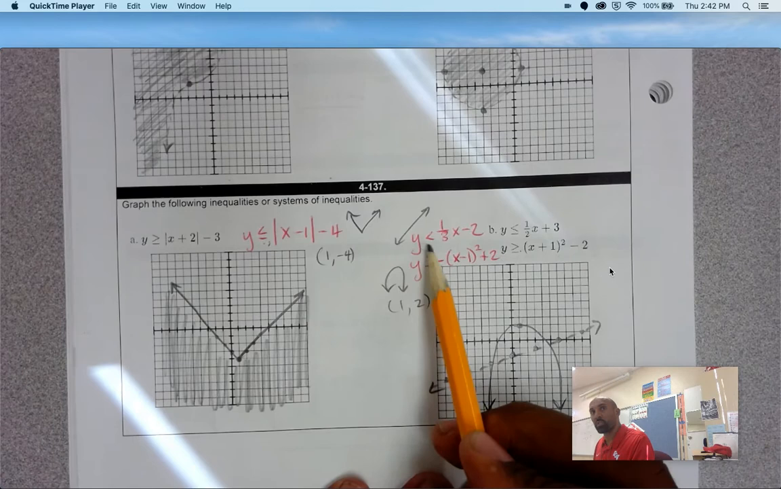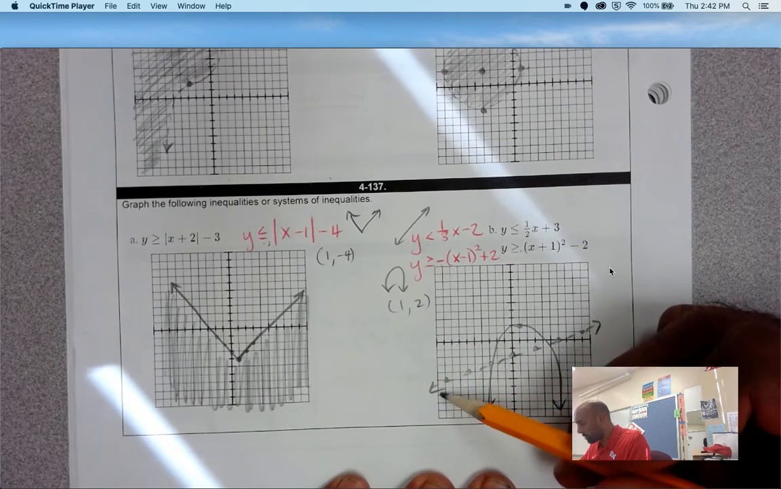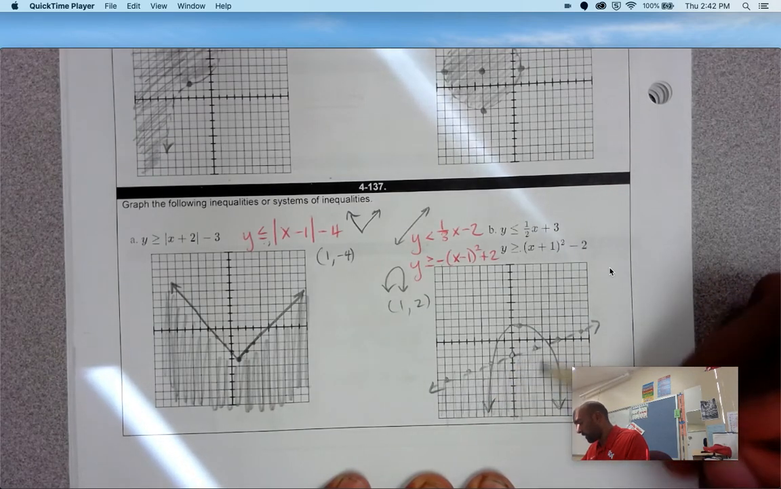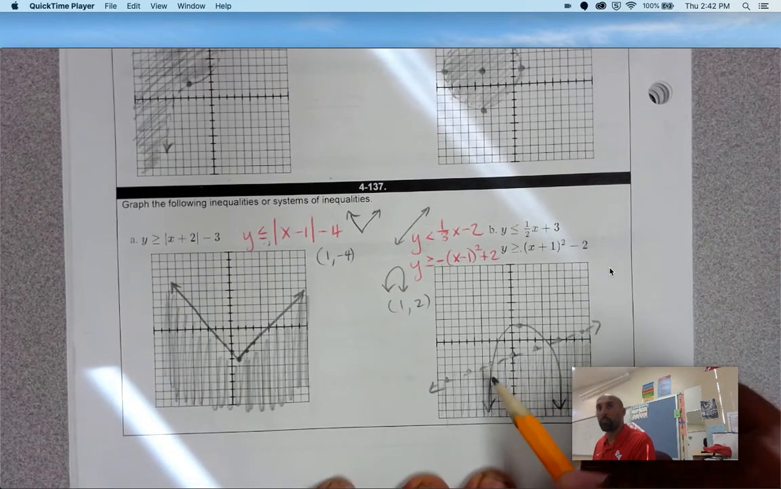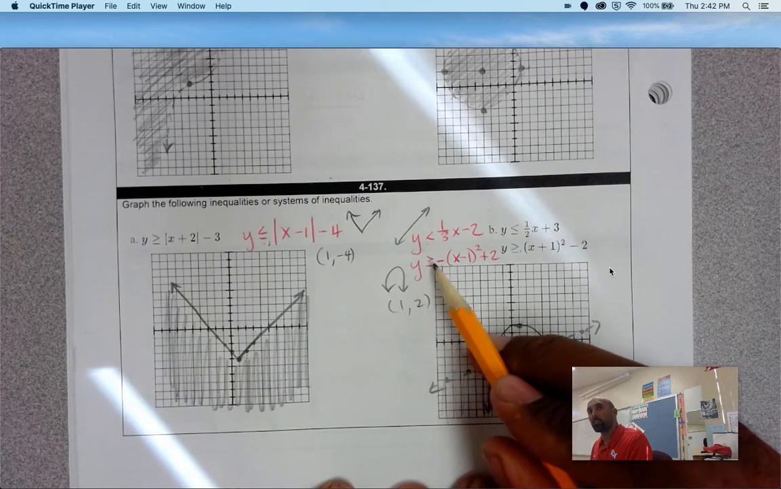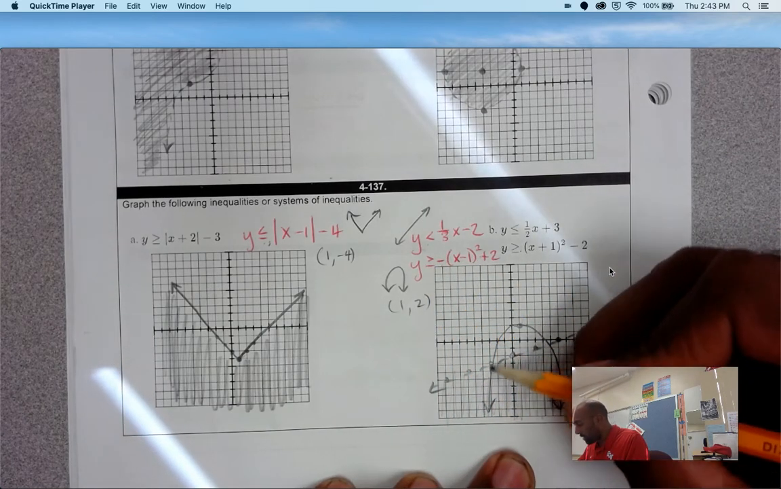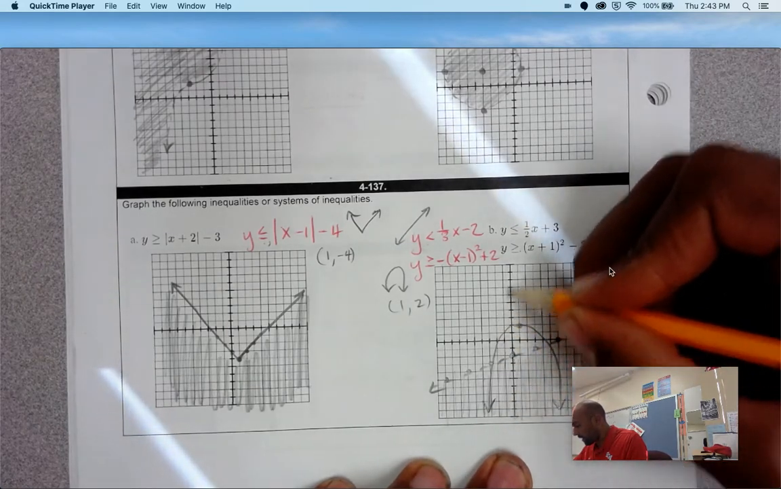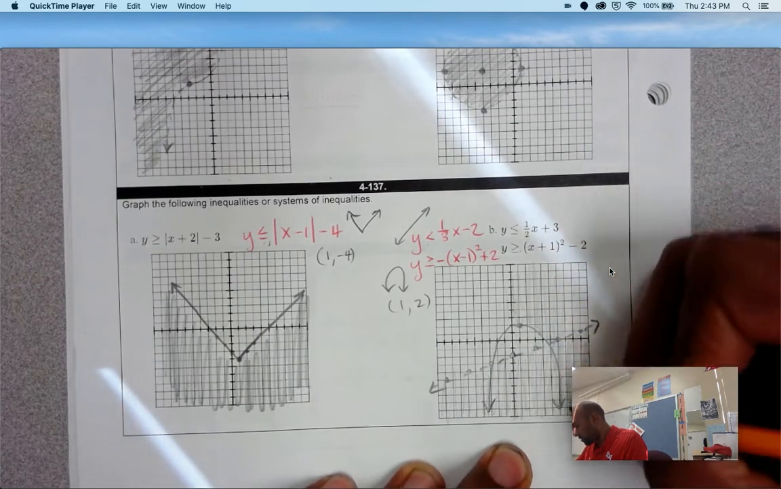For the first one, you're going to shade one at a time. Y is less than, so everything below the line is what I'm going to shade. Remember, I want to shade very lightly, and then you're going to darken up the area where they're both shaded. For the parabola, y is greater than, so that means pretty much outside of the U shape. So everything kind of above here on this side of the U.